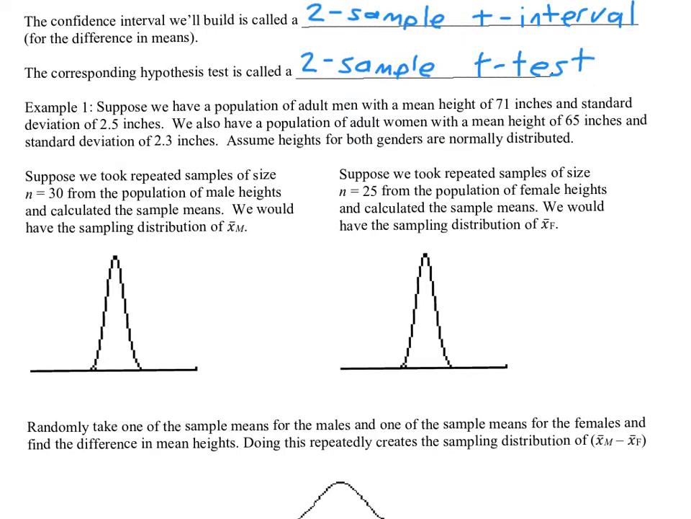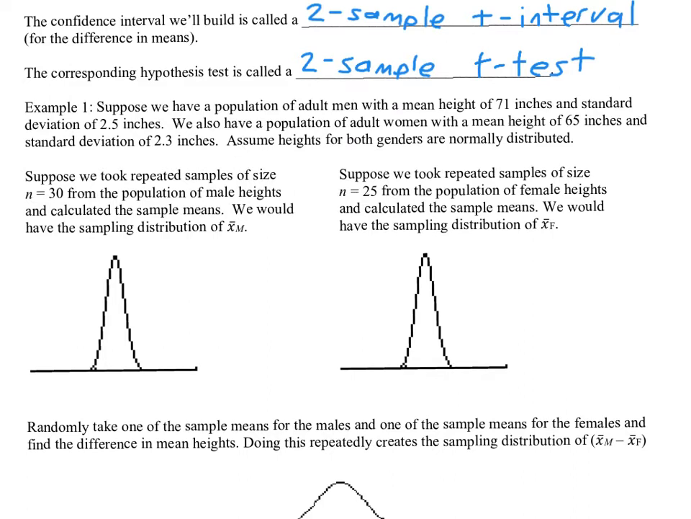In example 1, we have a population of adult men with a mean height of 71 and a standard deviation of 2.5. We have a population of women with a mean height of 65 and a standard deviation of 2.3. We're going to assume that both genders have heights that are normally distributed. So on the left, we're going to take repeated samples of size 30 from the population of male heights and calculate the sample means.